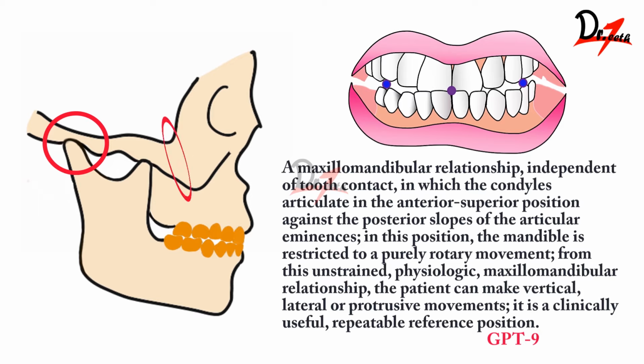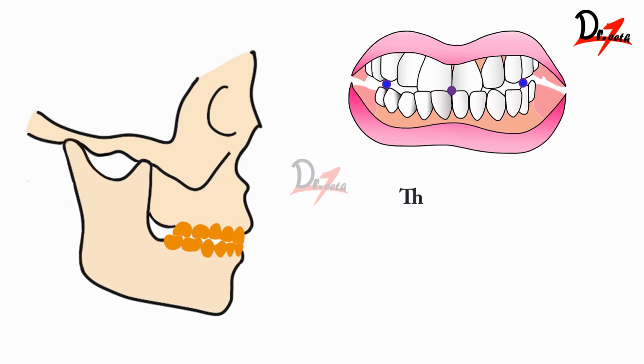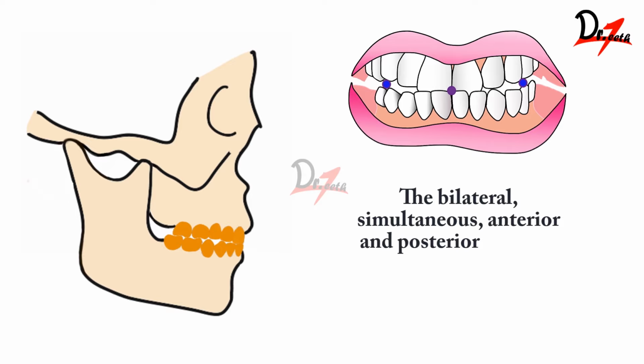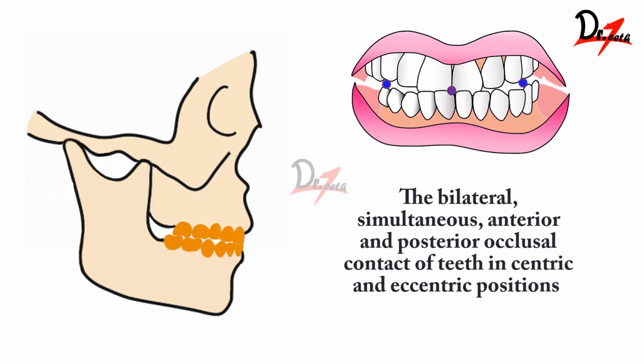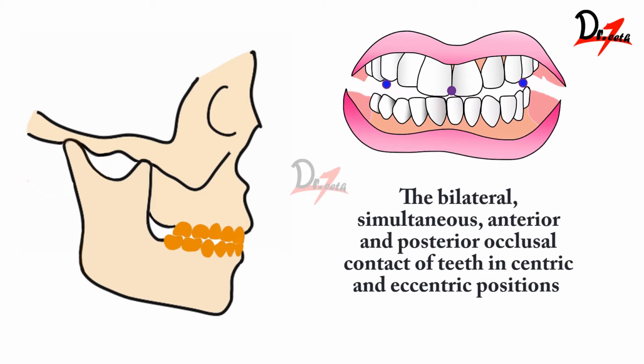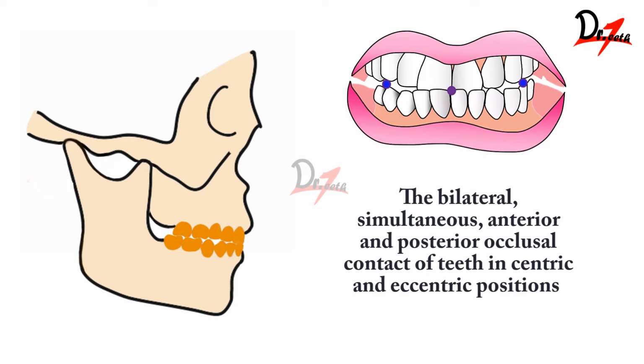Now centric occlusion is the occlusion of the teeth when the mandible is in this centric relation. Okay, now coming back to our balanced occlusion definition, we saw that it is the bilateral, simultaneous, anterior and posterior occlusal contact of teeth in centric and eccentric position. Now what is eccentric? Any position that is other than the centric is the eccentric position. So now we know what a balanced occlusion is.